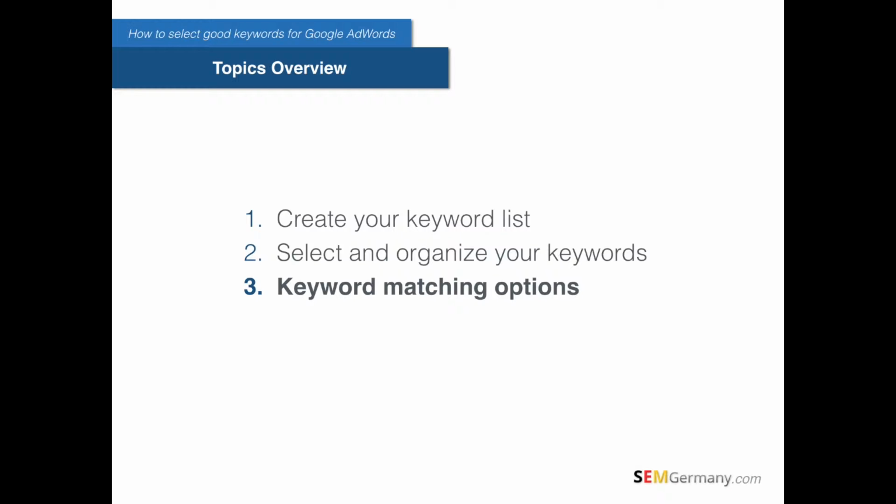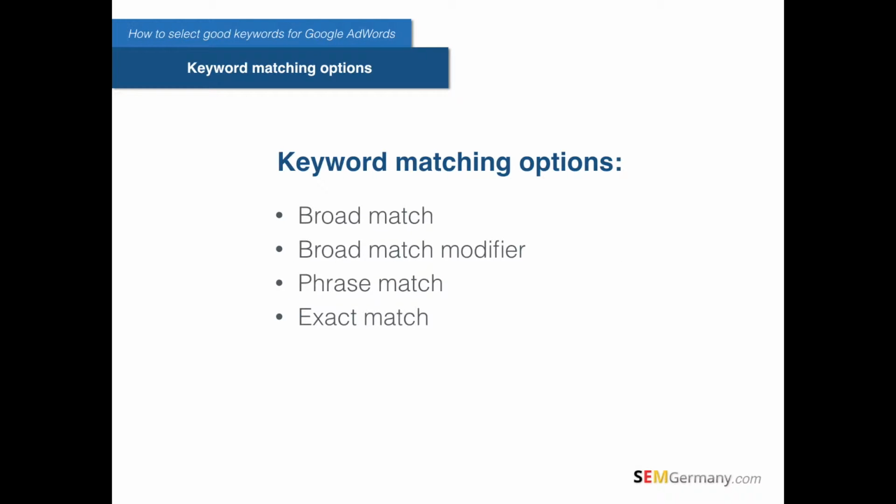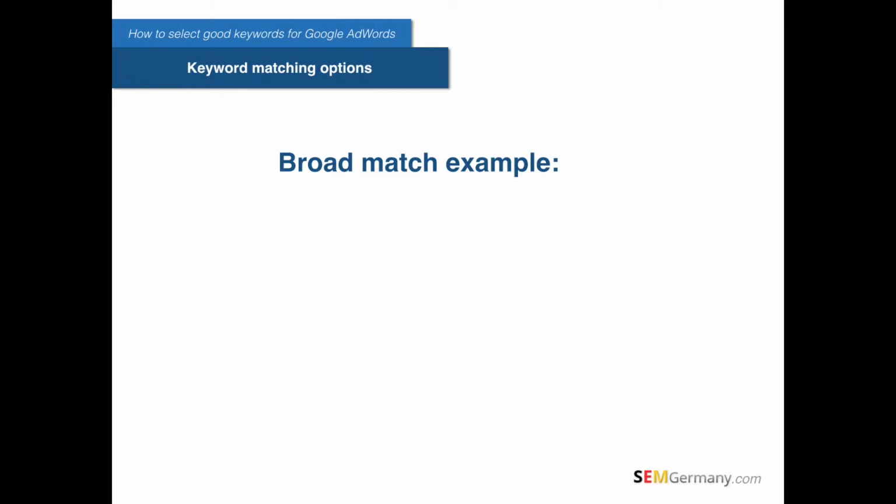And when you understand how to adopt them, they are very powerful and you can use them to your advantage. There are 4 types of matching options: broad match, broad match modifier, phrase match, and exact match. Let's have a look at an example of how broad match works. This matching option is the most general one.